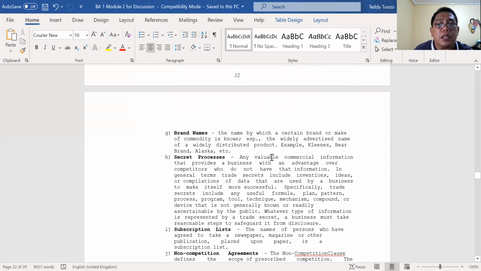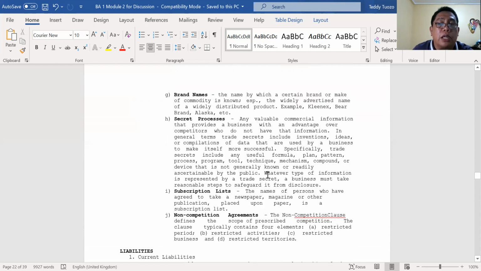Brand names. Examples of brand names are Bear Brand and Alaska. And for secret processes, like Jollibee's Chicken Joy, of course, how it was prepared or whatever they are mixing is a secret process. And of course, this requires approval from the one who invented it for its use.